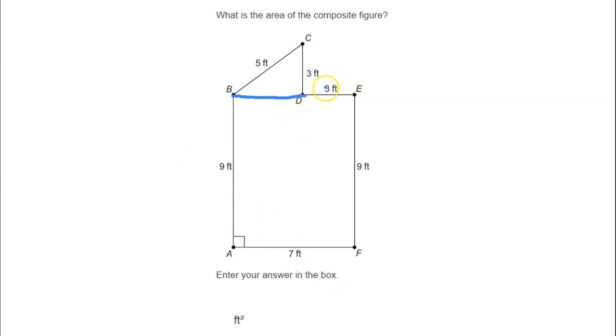Now you notice that this is 3 feet, while the entire thing is 7 feet. So this is going to be 4 feet. Super important. You get a 3, 4, 5 triangle here.